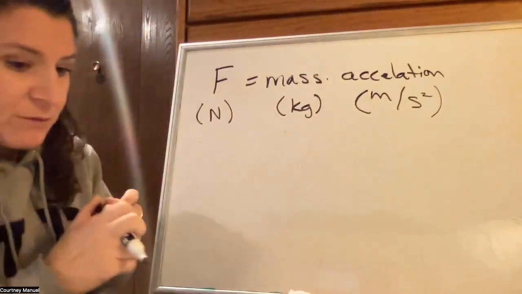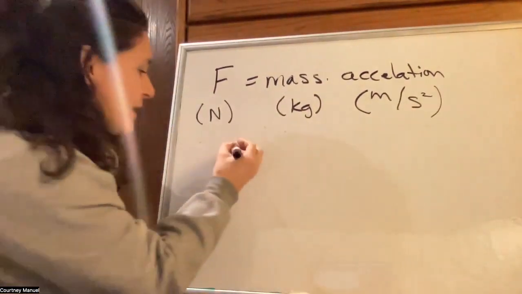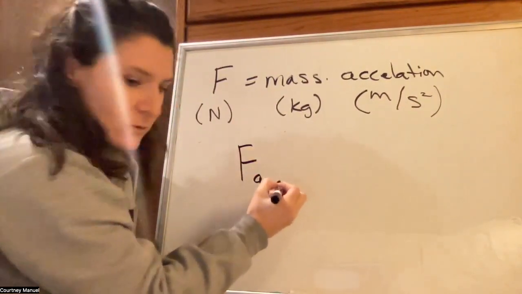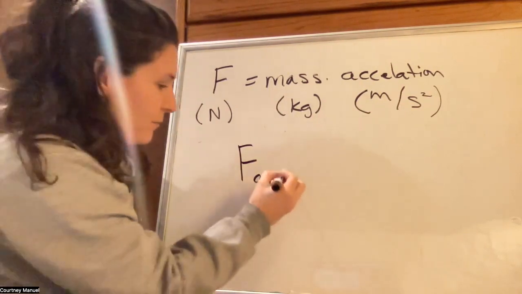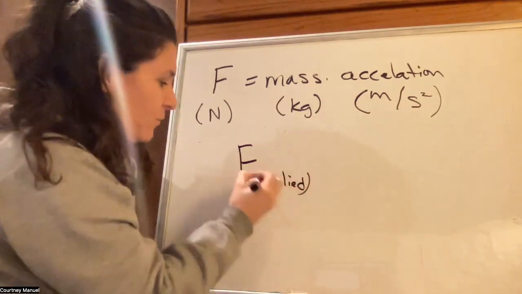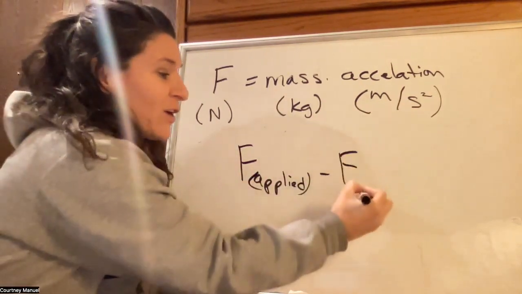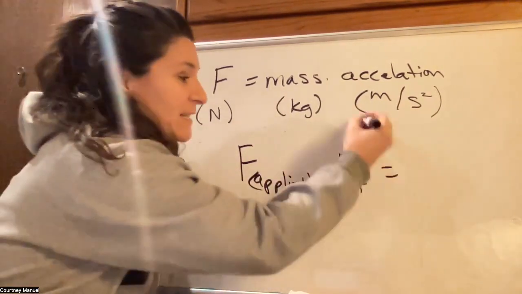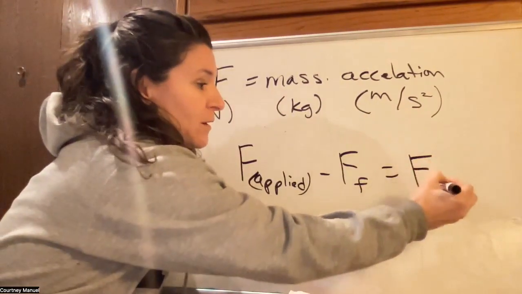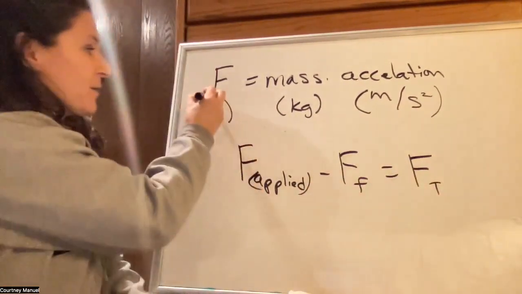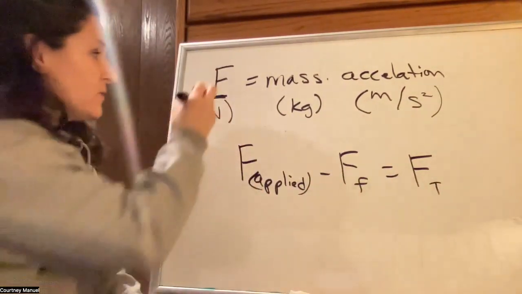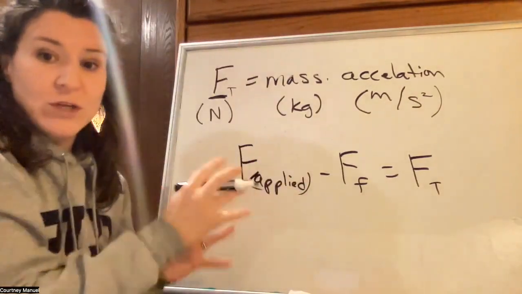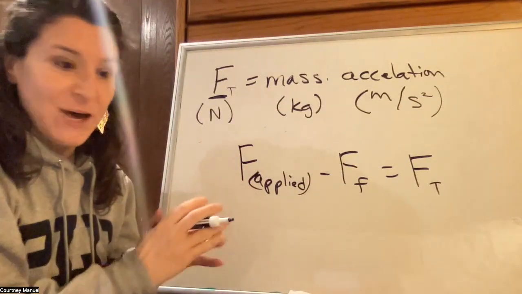Okay, that's quick review. The second part of this is that the applied force, so force applied. Oh gosh, guys, my handwriting, or my spelling's worse on here too. Your force applied, subtract your friction force, because that's where we're going, and that's going to equal your total force. That's this guy up here. Okay, this is your total force. We'll give him a little T. This is pretty much all we're using to figure this out.